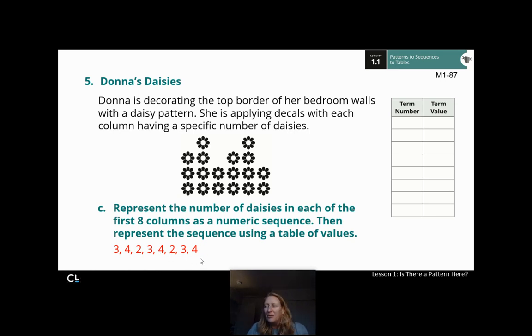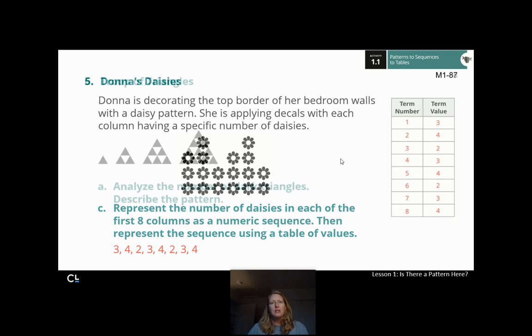Do you feel incomplete that we didn't get to that last 2? Maybe. Again, I'll go ahead and put that in my table. So term 1 is 3, term 2 is 4, term 3 is 2. Term 4 is 3, term 5 is 4, term 6 is 2. Term 7 is 3, term 8 is 4. Yay.